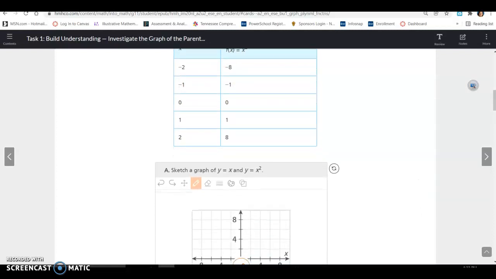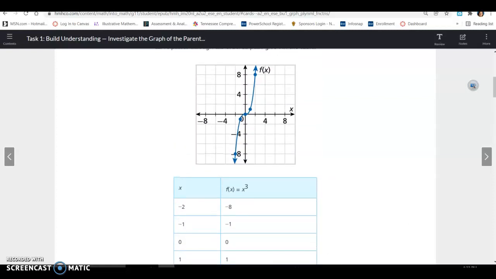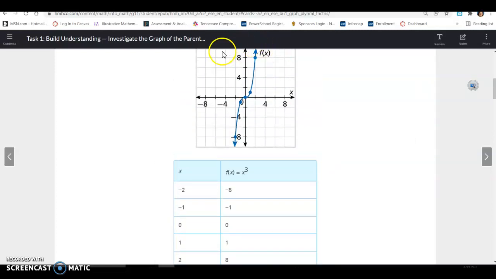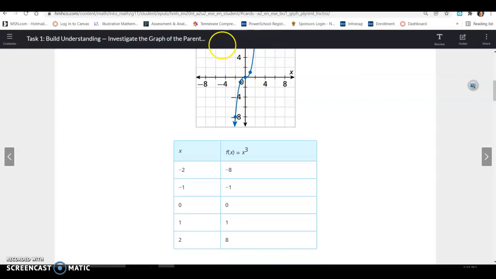Alright, so it says sketch a graph of y equals x and y equals x squared. Y equals x is just a straight line, a diagonal that goes through the origin, and x squared is a parabola, a curve that also goes through the origin, but is a U-shaped graph.